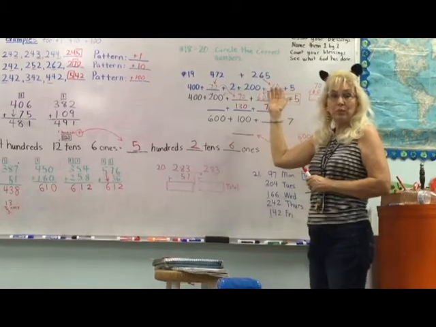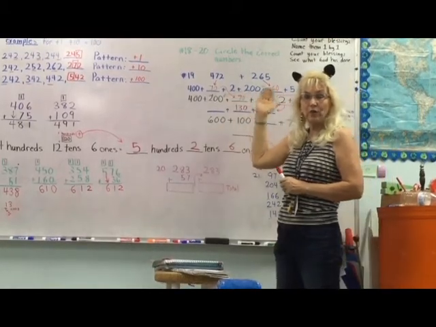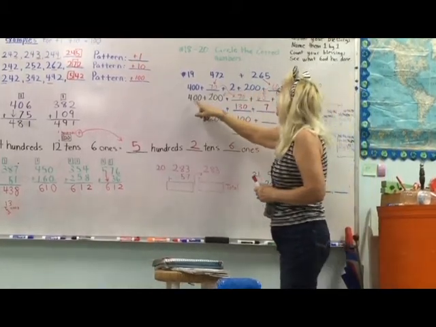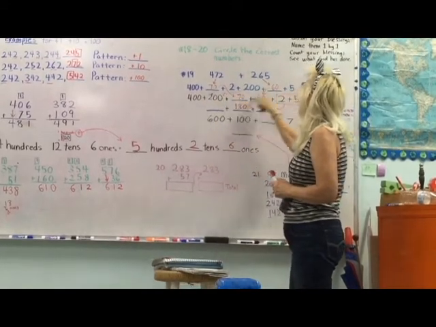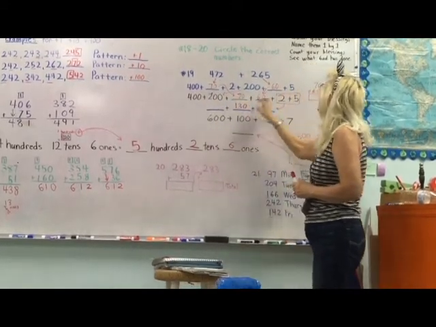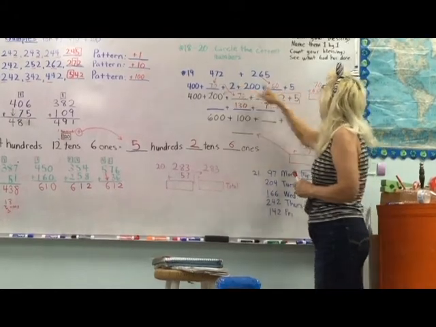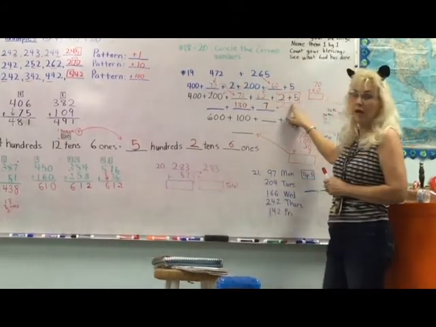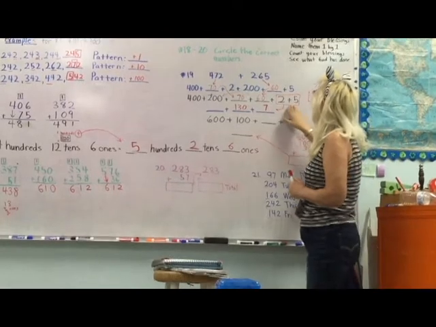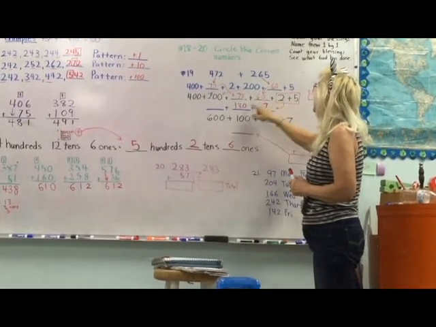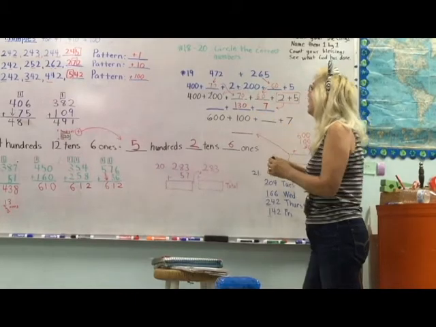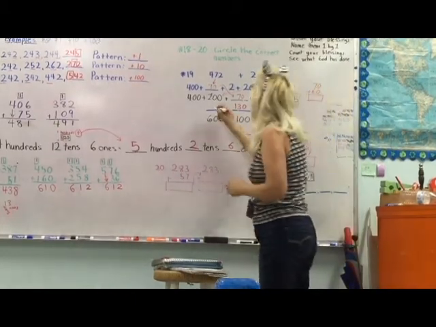And then what we do is we put the hundreds together, the tens together, and the ones together. Here is 400 plus 200, and then 70 plus 60, because they're in the tens, and then the 2 plus the 5, which is in the ones. And then we're going to add those up. 2 plus 5 is 7, 70 plus 60 is 130, and then 400 plus 200 is 600.